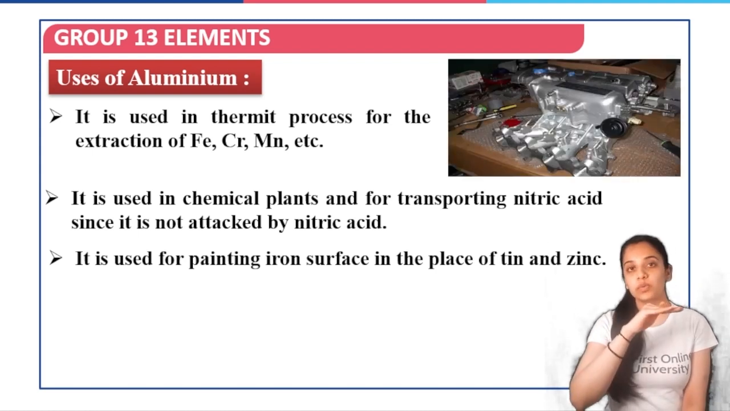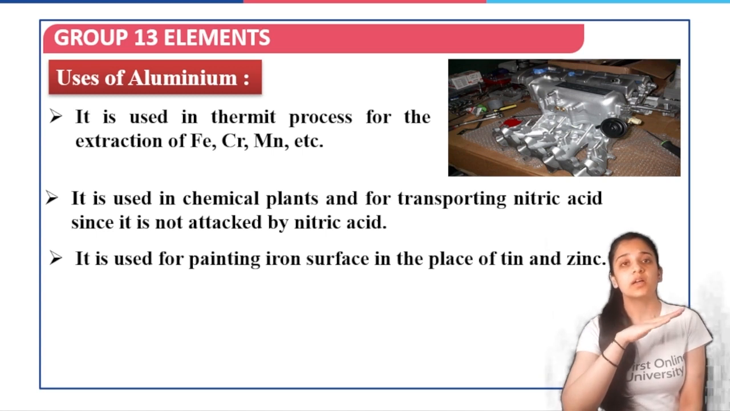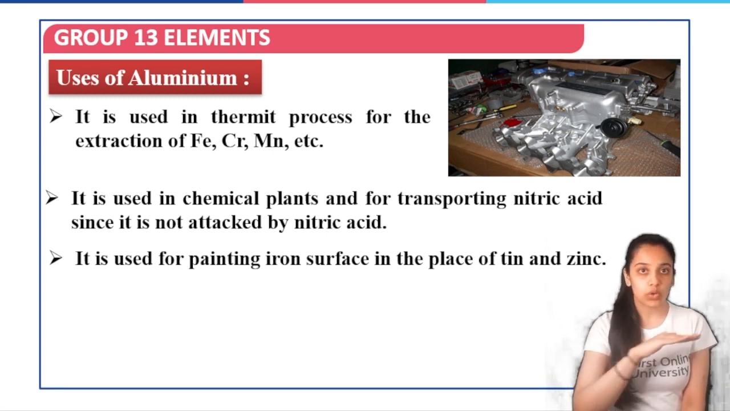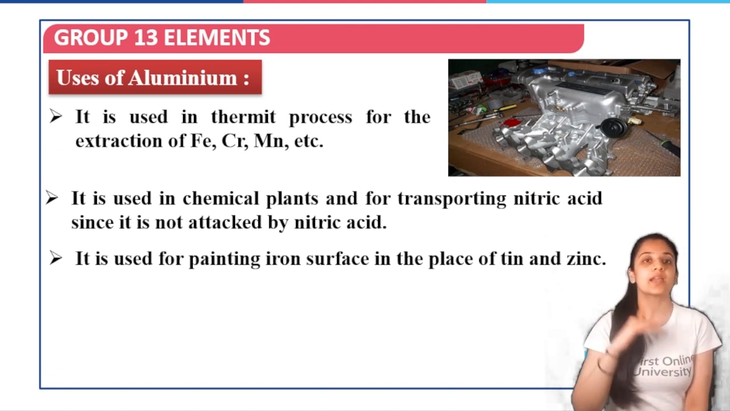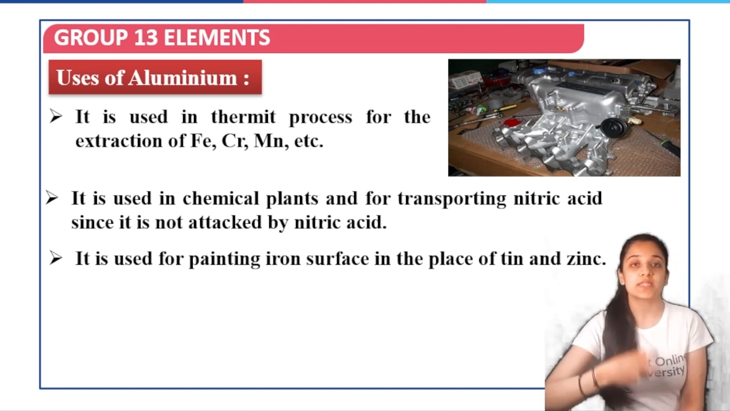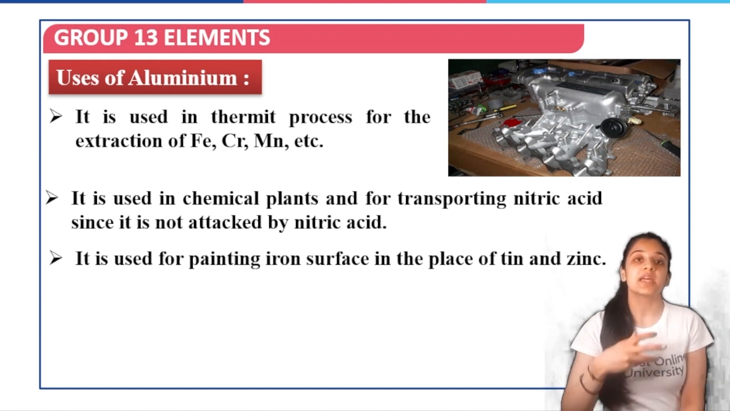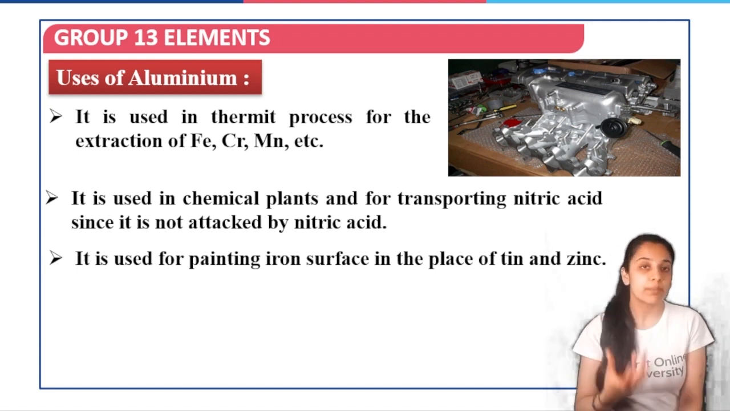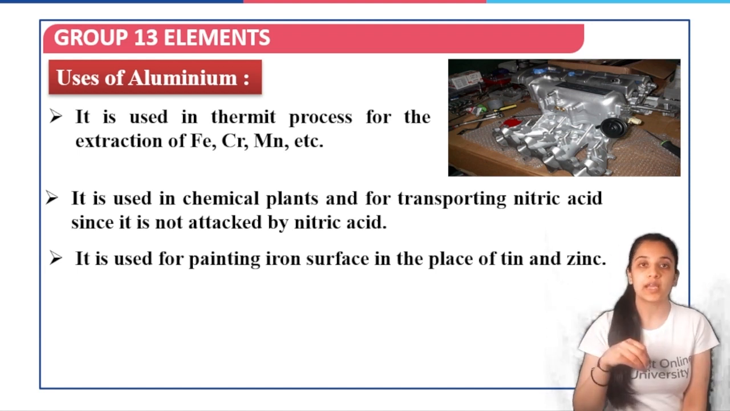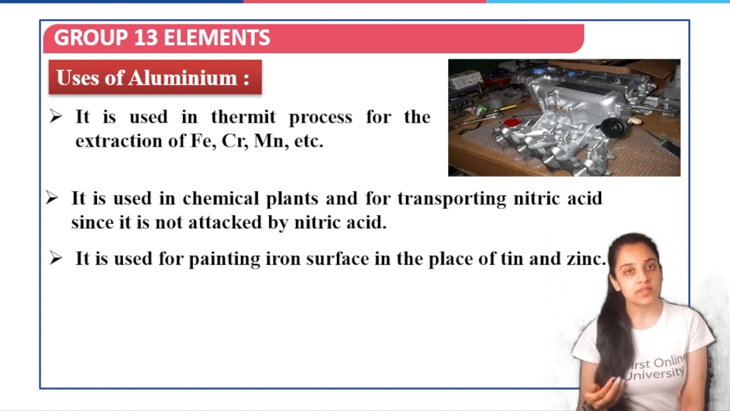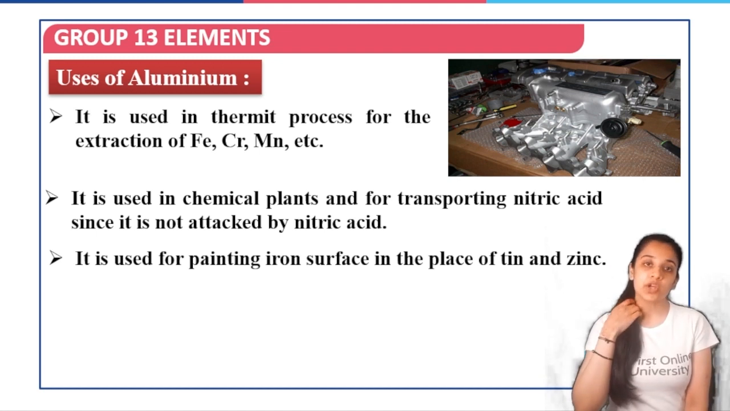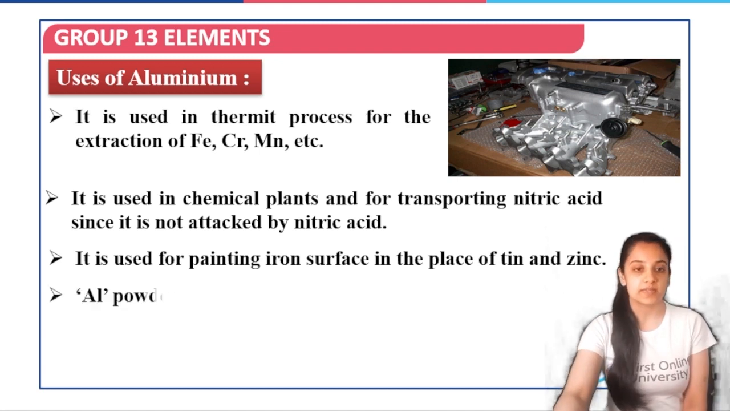What we do is use zinc to coat the iron surface so that zinc gets oxidized with air and iron is prevented from getting oxidized. So zinc is compromising itself. It is acting as the anode and it is compromising itself so that iron does not get oxidized. In place of zinc and tin, for the same purpose, aluminium can also be used to paint iron surfaces.